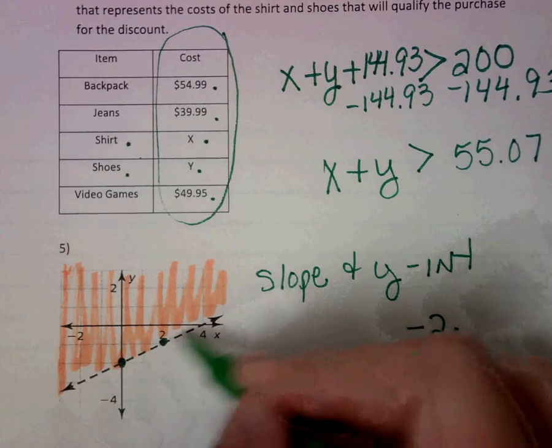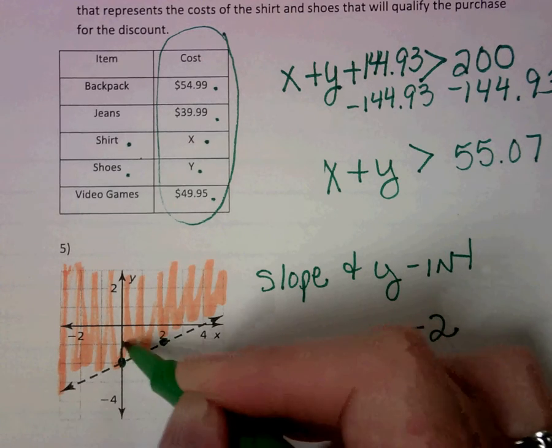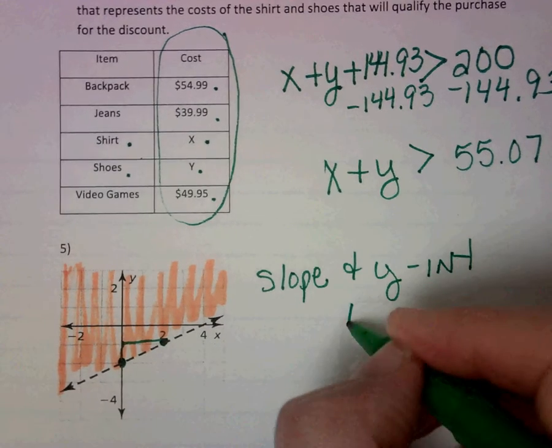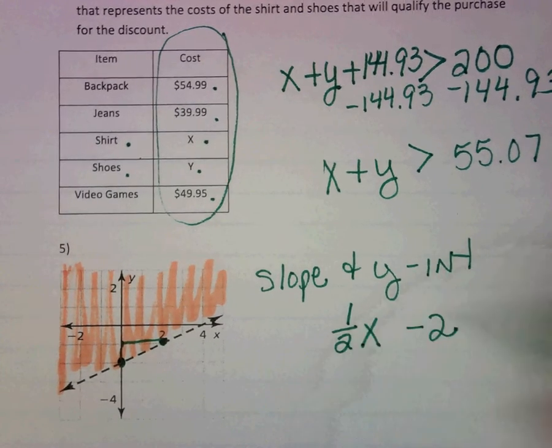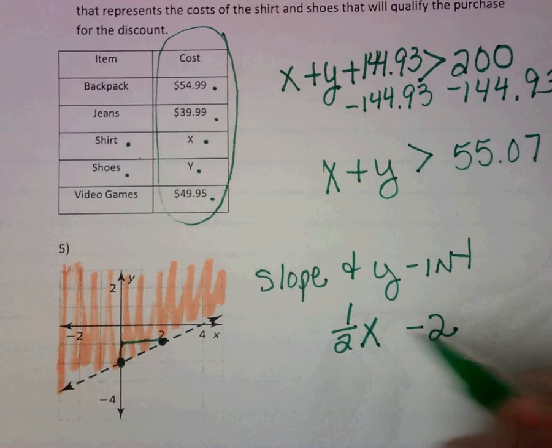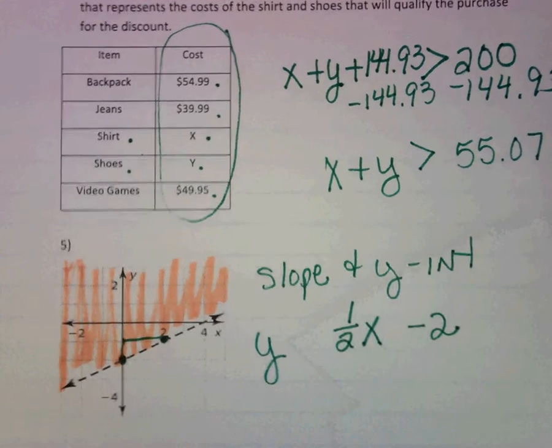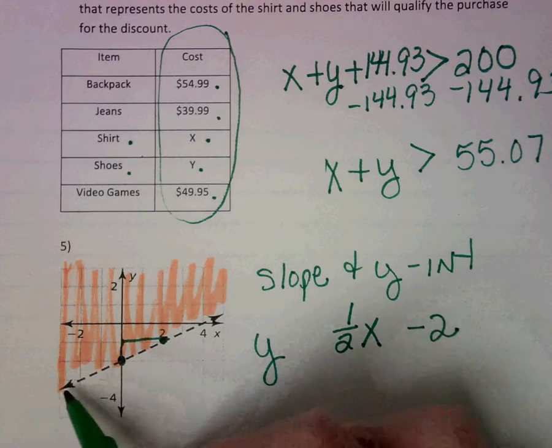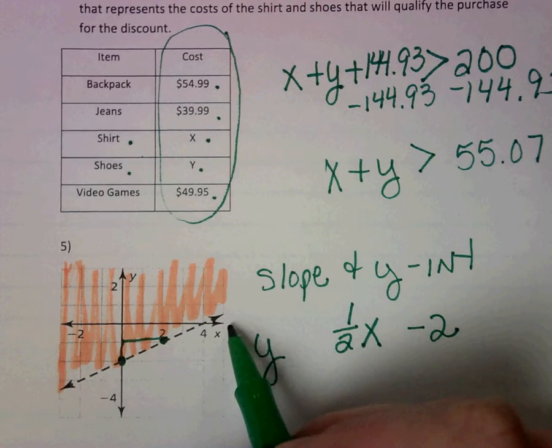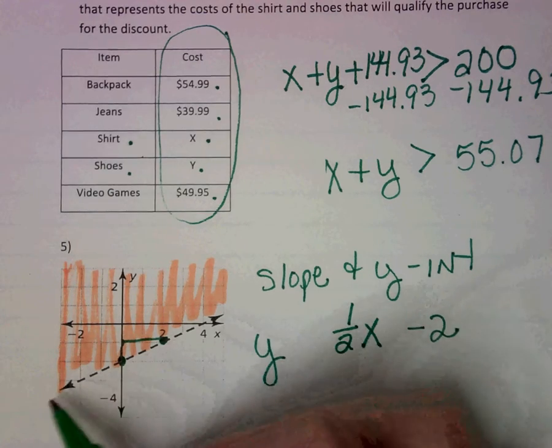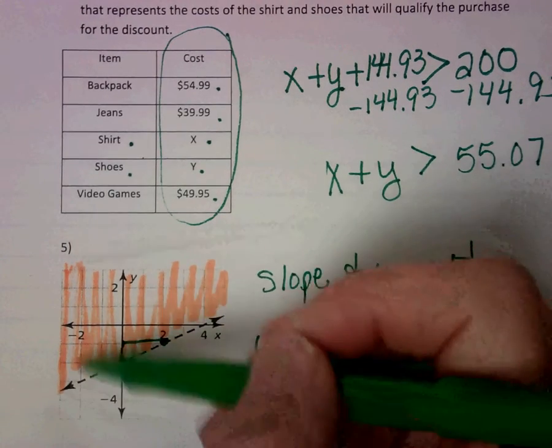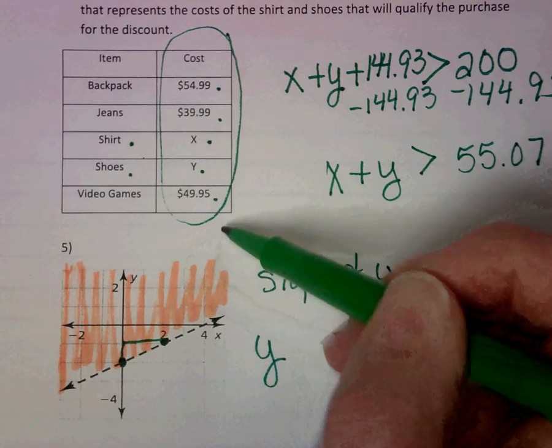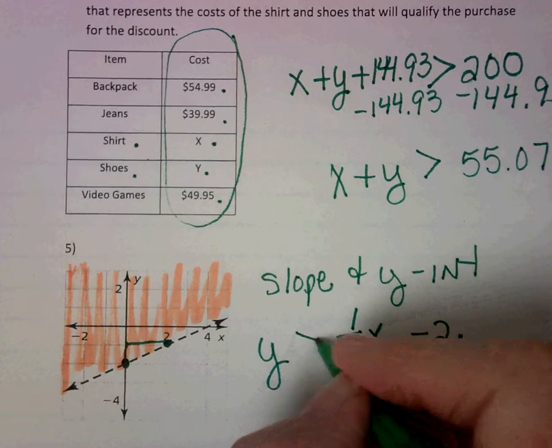This is a positive slope. I'm going up 1, right 2. And so our slope is 1/2. So we have 1/2 x minus 2. It's not an equation, okay? So now let's look at our line. We've got a dotted line. So that tells us it's not equal to. And then we're shaded above the line. So above the line would be greater than.